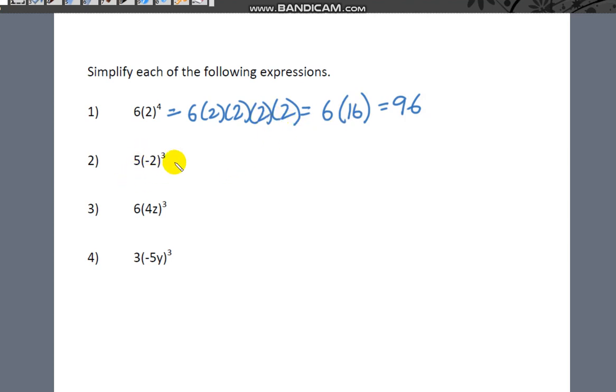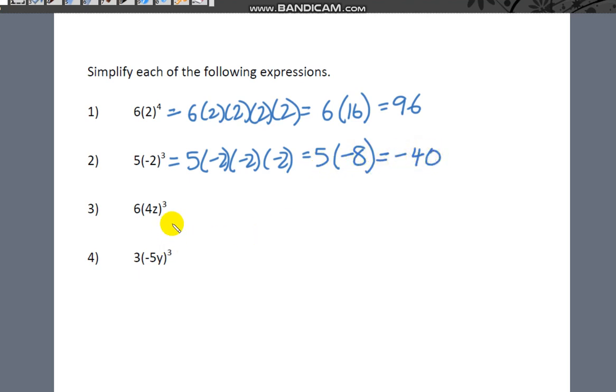Okay. This one, 5 times negative 2 raised to the 3rd power. So in other words, this is 5 times negative 2 times negative 2 times negative 2. Okay, so negative 2 times negative 2 times negative 2. So if you have a negative times negative, it's going to be positive, and then 2 times 2 times 2 is 8. Or in other words, negative 2 cubed is going to be negative 8. 5 times negative 8 is negative 40.